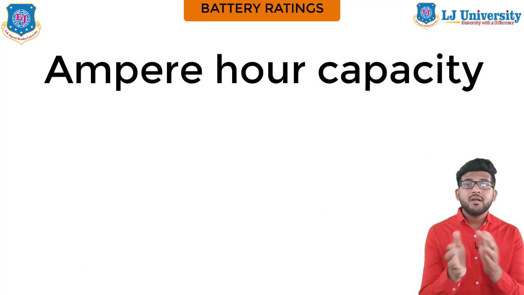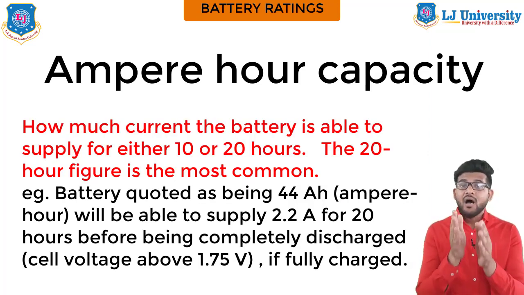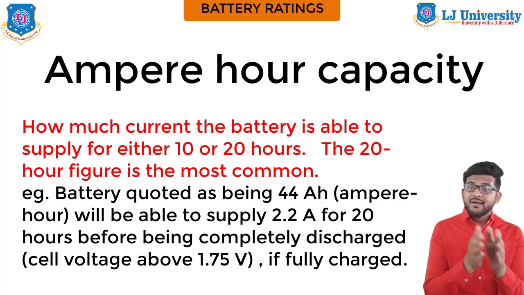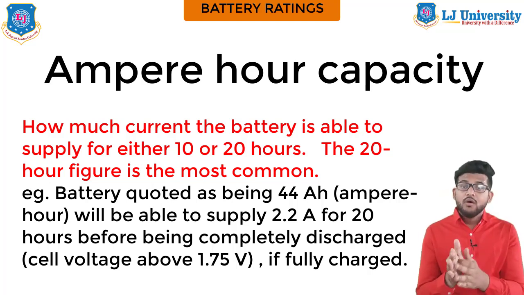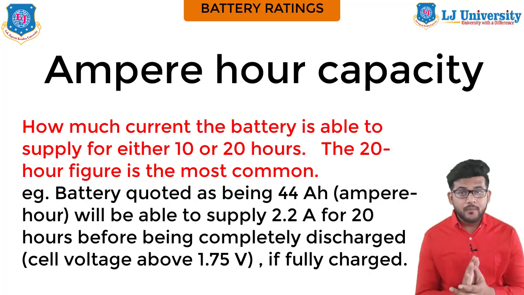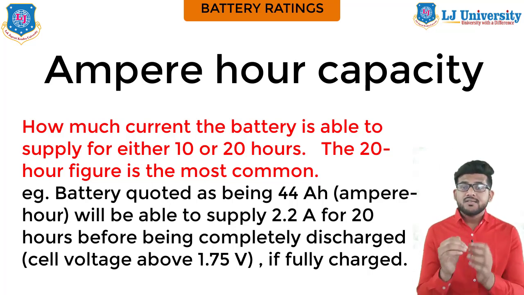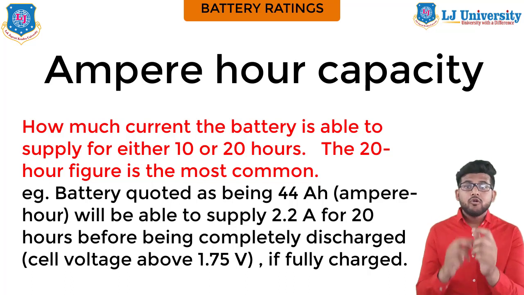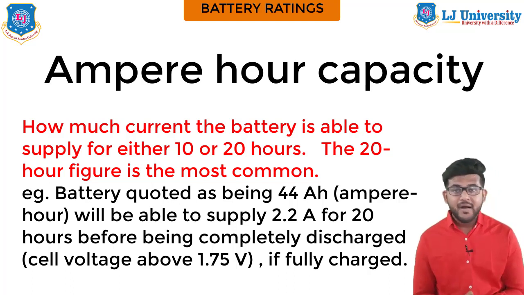Now first is ampere hour capacity. This is now seldom used but describes how much current the battery is able to supply for either 10 hours or 20 hours. The 20-hour figure is the most common. For example, a battery quoted as being 44 ampere hour. What is the meaning of this? If it is fully charged, it is able to supply 2.2 ampere for 20 hours before completely discharging. So this is the real meaning of a 44 ampere hour battery.